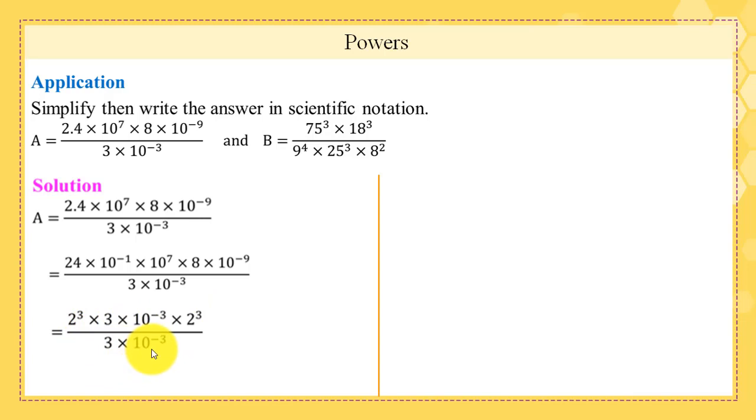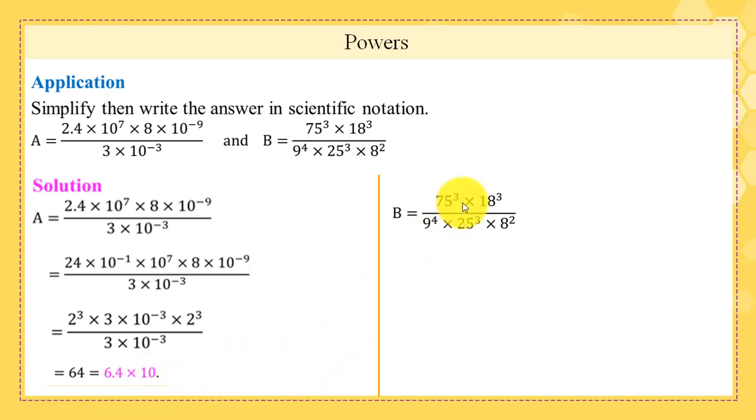Then we simplify the expression. 3 and 10 power minus 3 are cancelled out on both sides of the fraction. So we get A equals 2 power 6, which is equal to 64. The last step is to write the final answer in scientific notation. As we studied before, the scientific notation of 64 is 6.4 times 10.